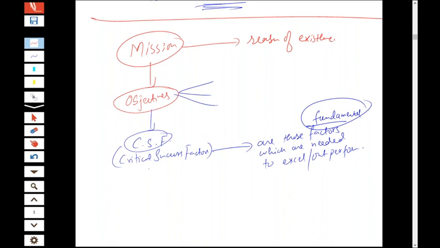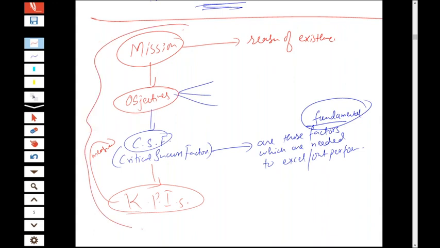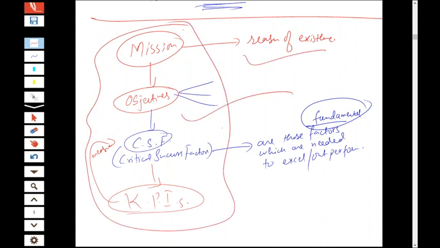And then you will be using KPIs, key performance indicators, in order to measure the CSF. Okay, so this is the hierarchy of a basic organization: it starts with the mission, then objectives, then in order to achieve the objectives you need critical success factors, and then the KPIs, which we had discussed in detail in yesterday's class. And the mission, I just explained at the start of this class, is the reason of existence. You publish a mission statement and all that.